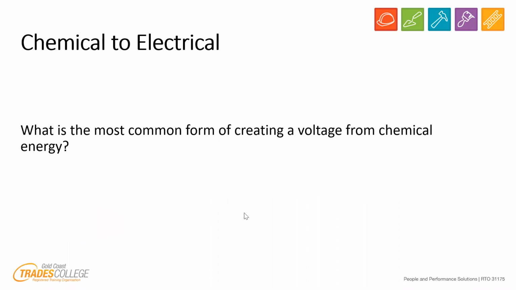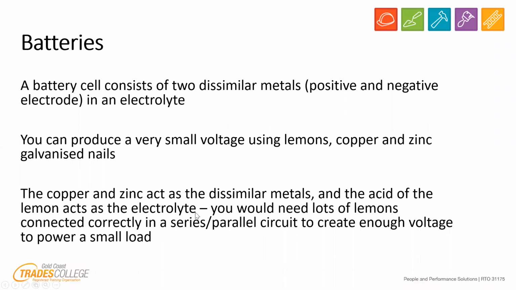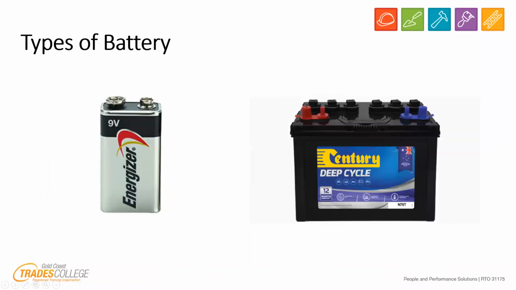Taking us on to one of the last slides. What is the most common form? Obviously, I just went through the battery. There's a write-up on the battery that you can also use. It mentions the lemon at the bottom. A battery cell consists of two dissimilar metals, positive and negative electrodes in an electrolyte, which is the acid. You can produce a very small voltage using lemons, copper, and zinc galvanized nails, and then it tells you about that at the bottom. One of the things I need to talk about for your assessment underneath the battery explanation is connecting batteries, connecting them in different ways.